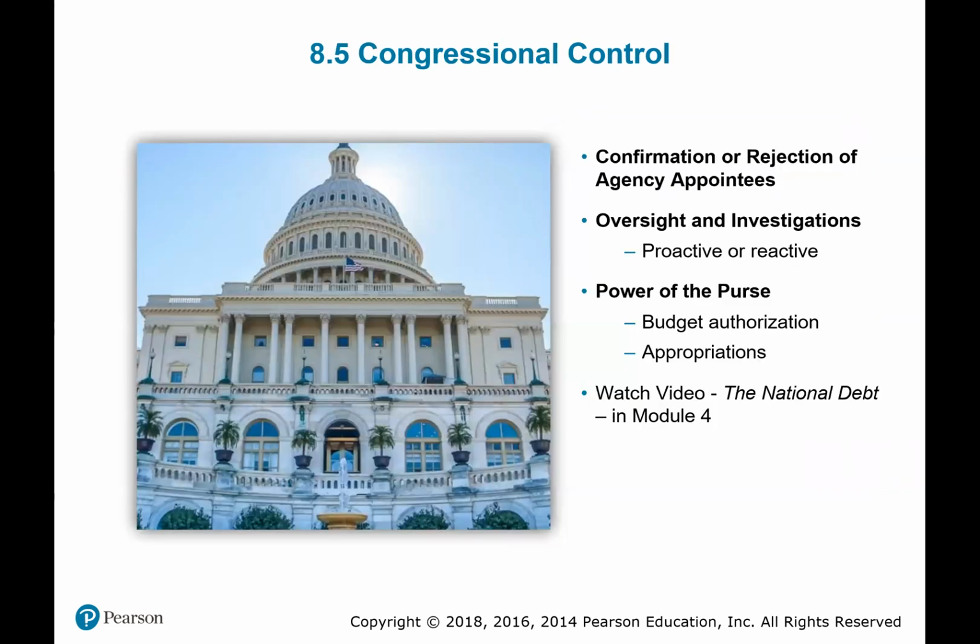Congressional control: ultimately confirmation or rejection of agency appointees. They can always pass a law to change it. Oversight through the Government Accountability Office and Congressional Budget Office. Investigations, and we've seen that sometimes can get political, sometimes not so much. Power of the purse, budget authorization, that's a biggie. Appropriations, how much each group is going to get, can be very specific from Congress.